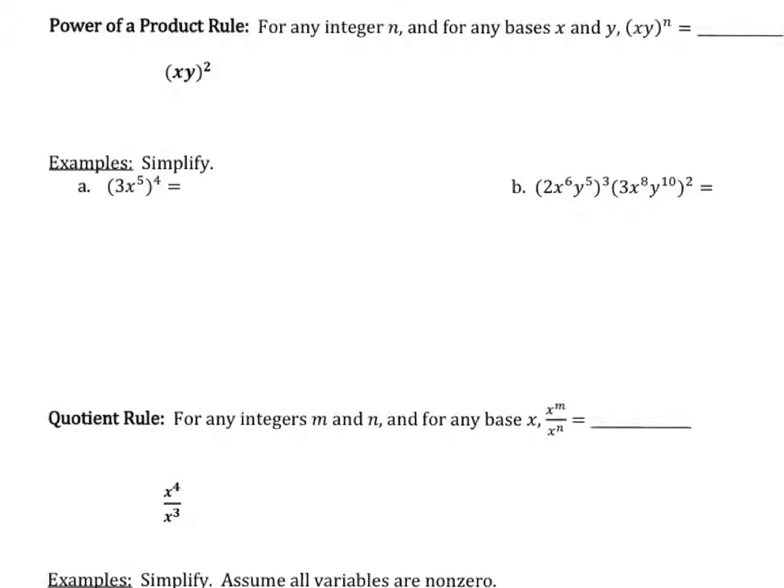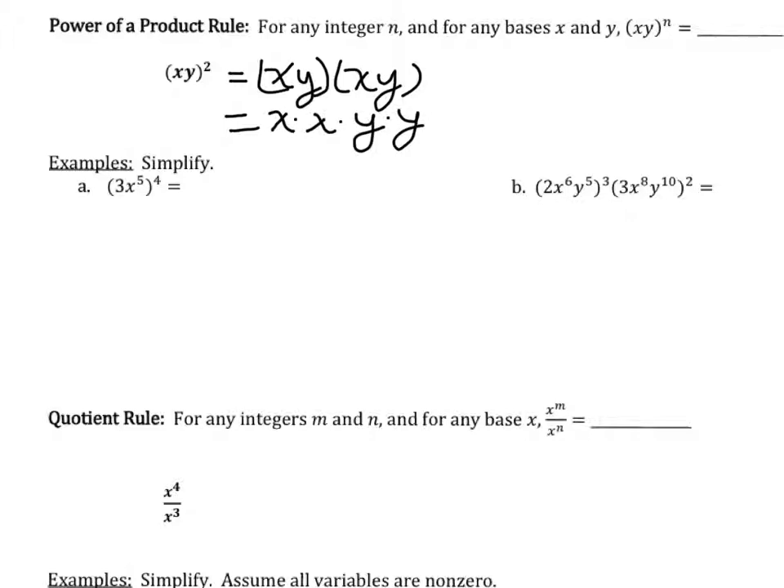The next rule we're going to look at is the power of a product rule. All right. It says for any integer n and for any bases x and y. Notice here I have x times y, in the parentheses, raised to the nth power. Let's look at this example here to see what is actually happening. When I see this squared here, it tells me to multiply whatever I'm squaring by itself, right? And so that's going to be xy times xy. Of course, the order doesn't matter, right? It's all multiplication. So this is going to be x times x times y times y. Of course, that's x squared times y squared.